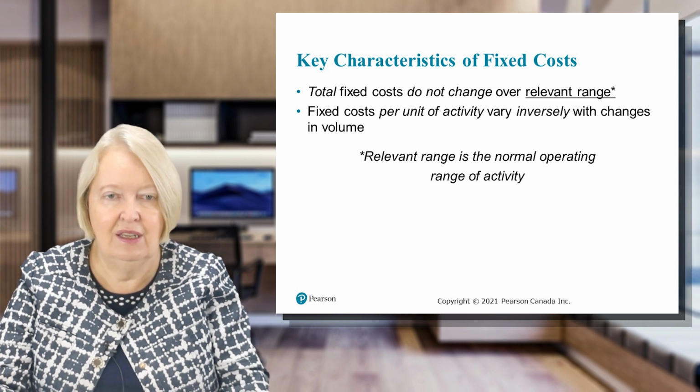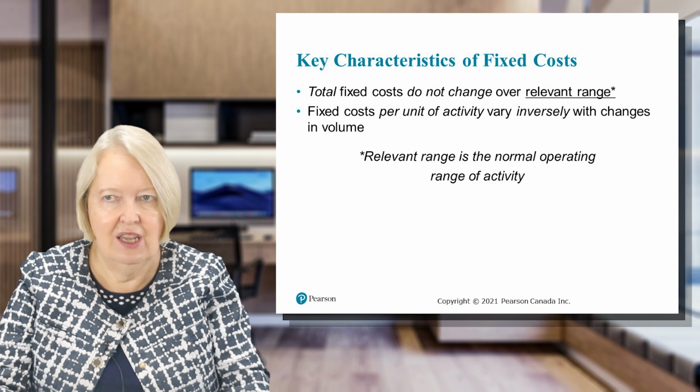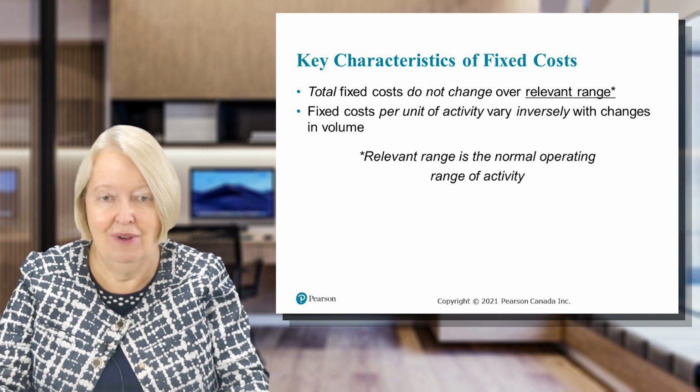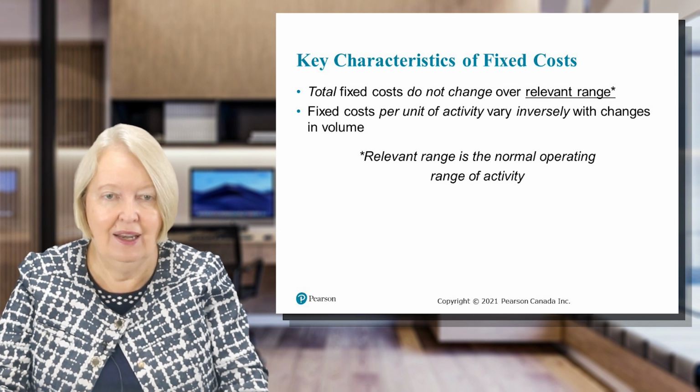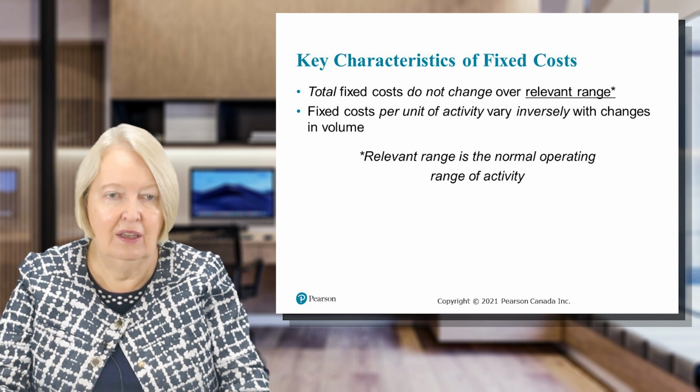So the relevant range is fixed cost per unit. The total fixed cost won't change up to making the 10,000 chairs. However, if you need to make more than 10,000 chairs, then your fixed cost will change because you're going to have to extend your plant, put an extension on your building or move to a new building, but your fixed cost would then have to go up. So the relevant range is your normal operating range of activity.